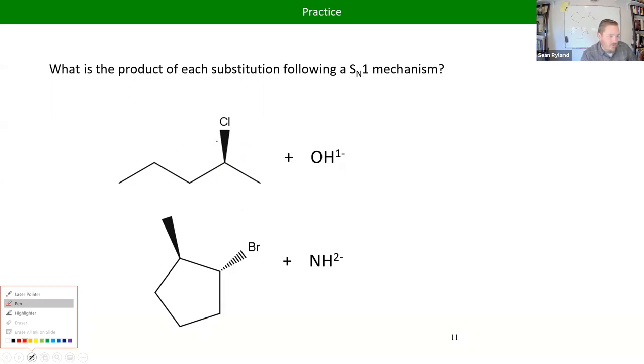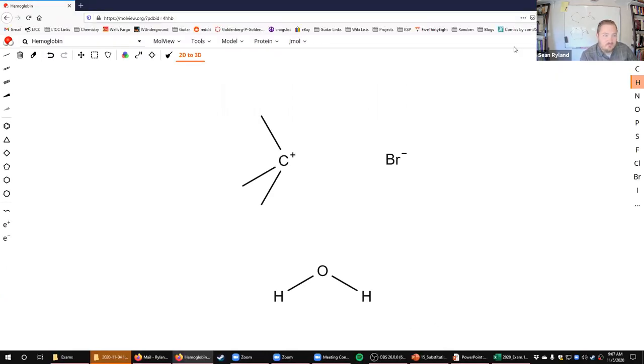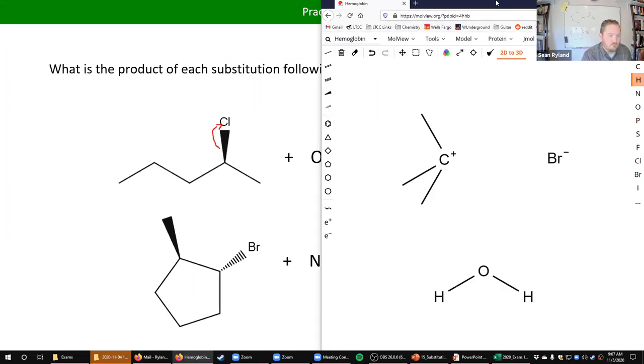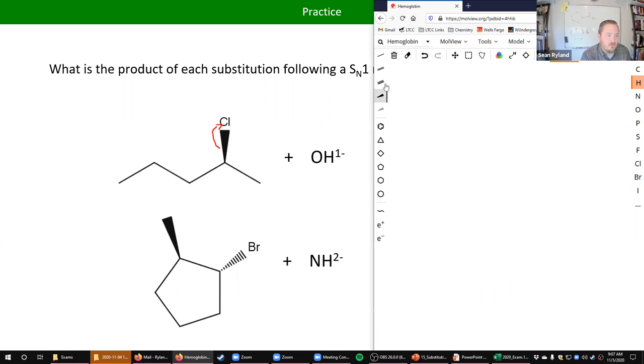So if we look at what the mechanism would look like here, our first step in the top one would be the chloride leaves, which means our intermediate would then still look like pentane with a positive charge here.